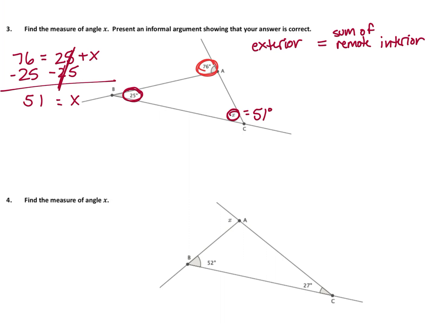Now we're going to find the measure of angle X in this one. The exterior is equal to the sum of the two remote interior. So 52 plus 27, which is 79 degrees.